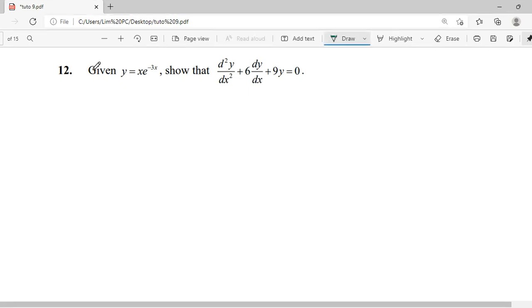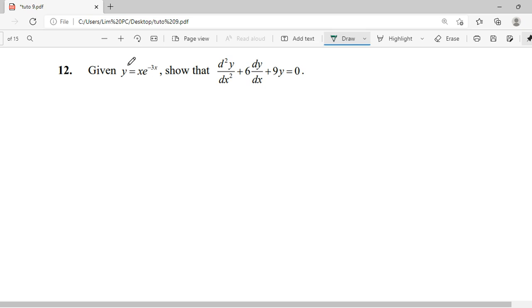So for question 12, they've given us an equation here. Try to show d2y/dx squared and dy/dx. So our first derivative is here, our second derivative is here. Then look at our question. So this will be our explicit equation.